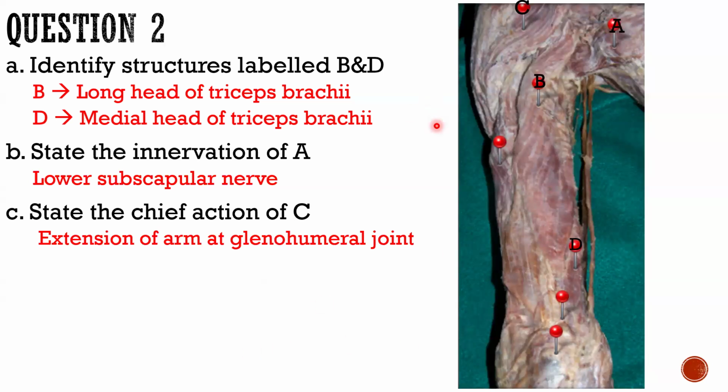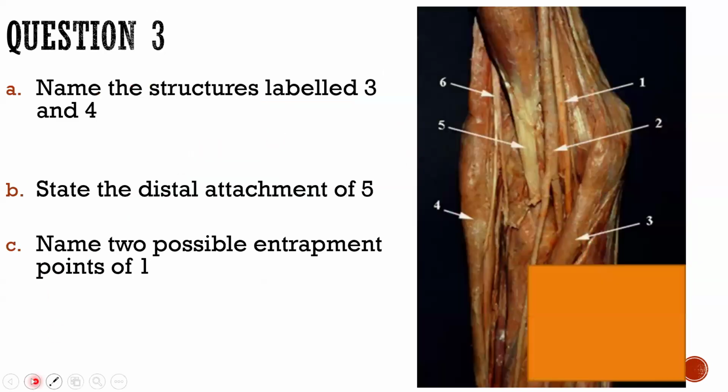Okay, so yeah, we are done with this question. This here is the olecranon process, where the triceps brachii is attached, and this is the common tendon of the 3 heads of the triceps brachii. On to the third question, which is now testing your knowledge of the cubital fossa.